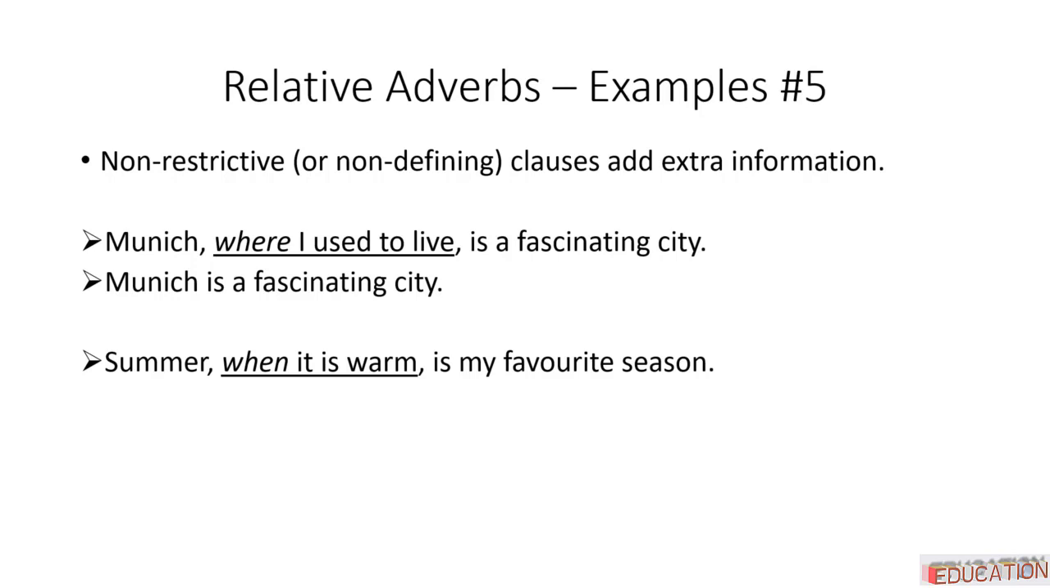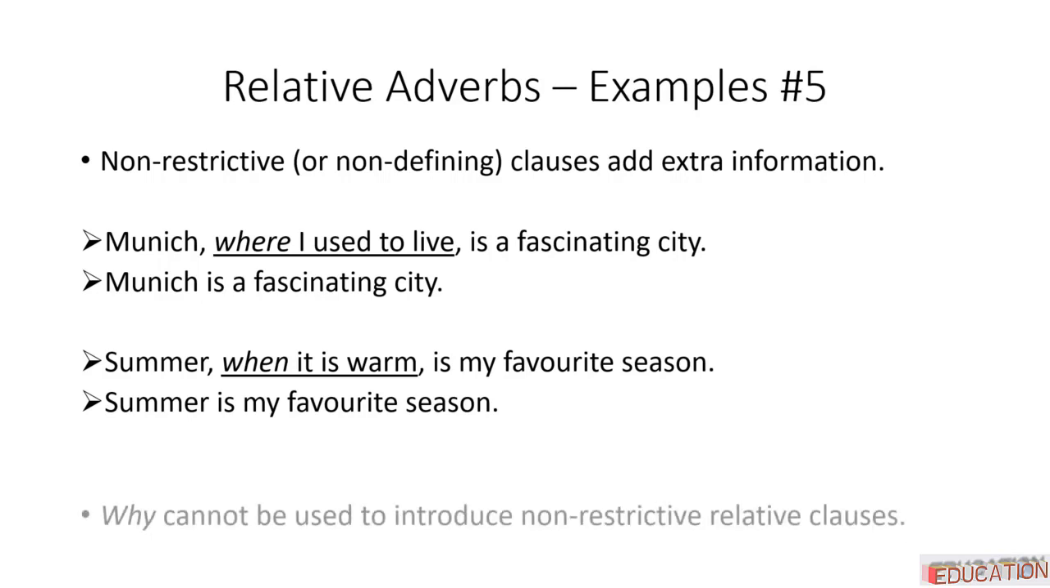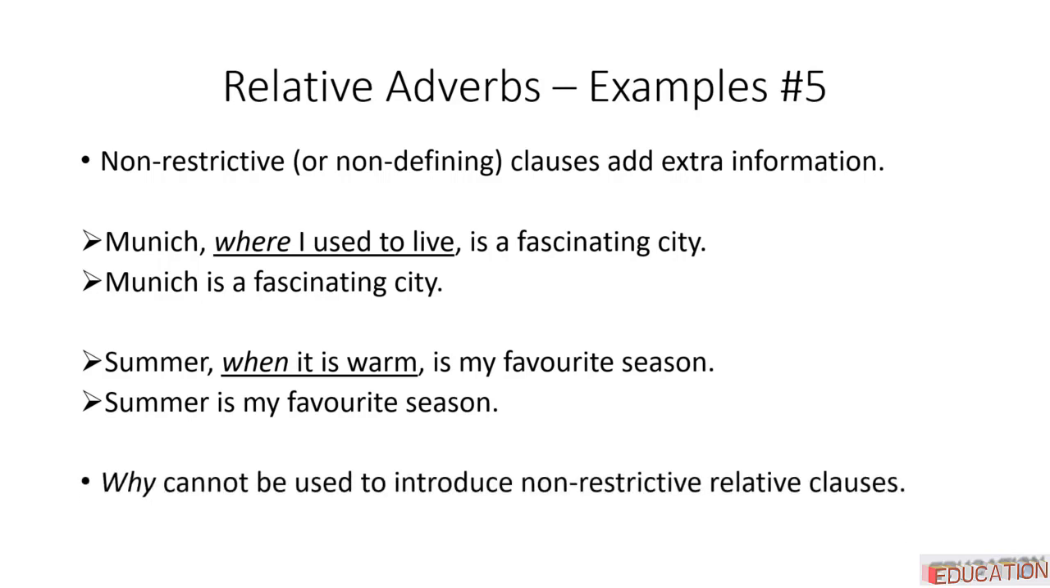Summer, when it is warm, is my favourite season. And when we remove the underlined part, we get summer is my favourite season, which is a perfectly legitimate sentence. It tells us what we need to know. The bit about when it is warm is just a bit of extra information. And the relative adverb why cannot be used to introduce non-restrictive relative clauses.